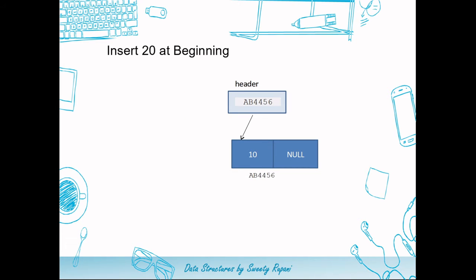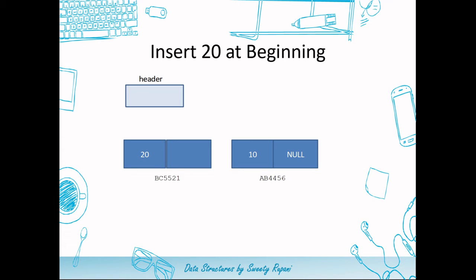Now let us go for inserting one more node at the beginning of an existing list. This is an existing list, although whether I have one node or multiple nodes makes no difference. I have to insert a new node with a data value 20 at the beginning of the list. So as usual, we will create a node and make the node ready. That is, we will move a data value 20 inside the data field, and we will store a null value inside the address field, followed by which we have to update the header.